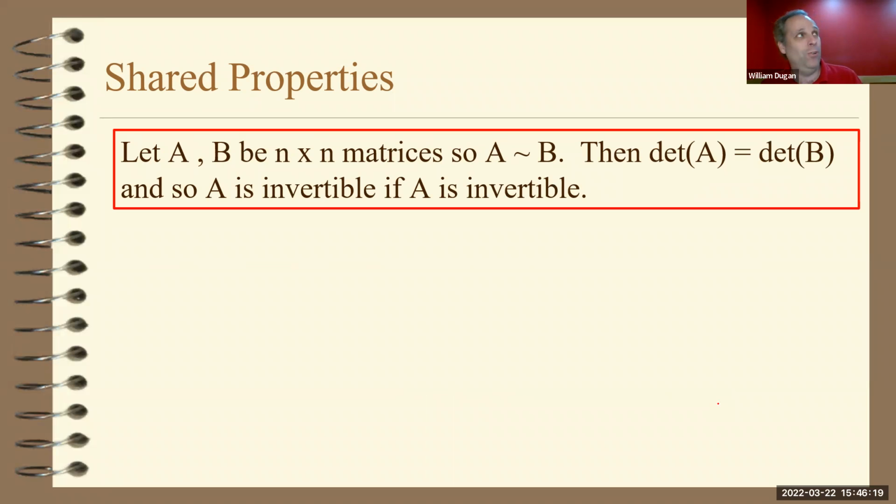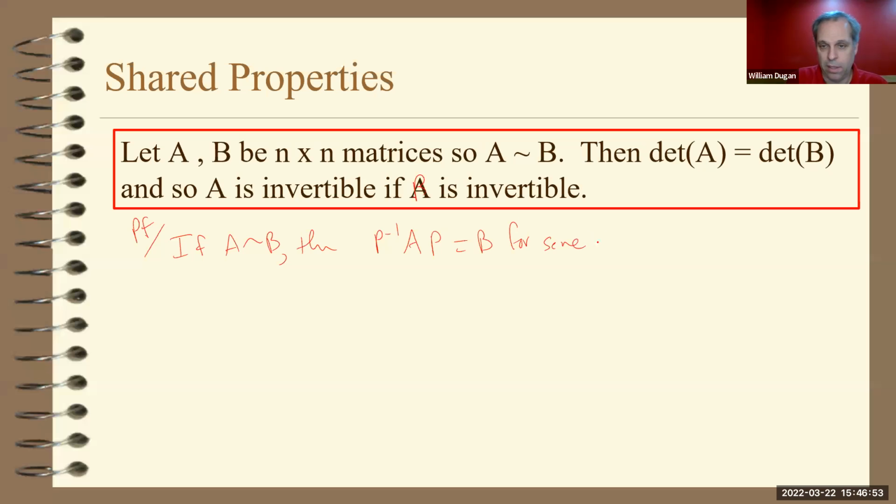So one is, if two matrices are similar, then their determinants have got to be the same. That also therefore means that if one is invertible, then the other is invertible. So if A is invertible, then B is automatically invertible, and vice versa. Why that's true is incredibly easy, as a quickie proof, not meant to be difficult at all. So if A is similar to B, then P inverse times A times P is equal to B for some invertible P.